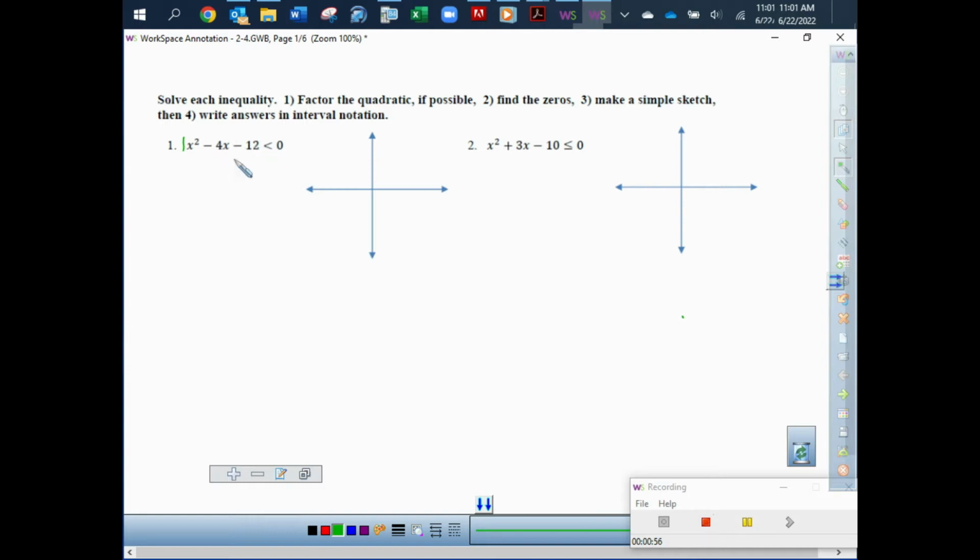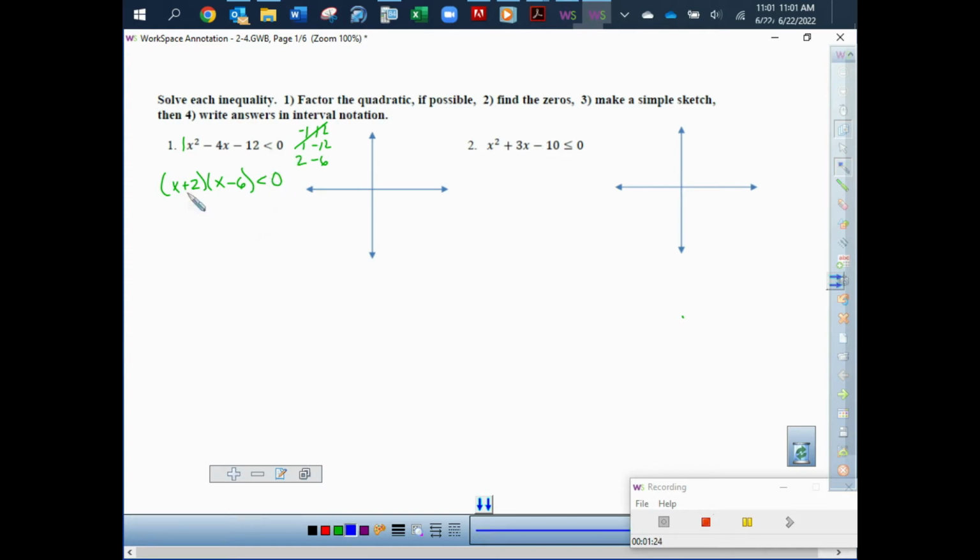Since this is negative, out of the two numbers I'm looking for, one of them has to be negative. So 1 and 12, if the 12 was negative or the 1 was negative, those don't add up. 2 and 6, there we go. If the 6 is negative, I think we're in good shape. So this factors to be x plus 2 times x minus 6, and we're going to bring the less than 0 down also. It's not an equal to this time.